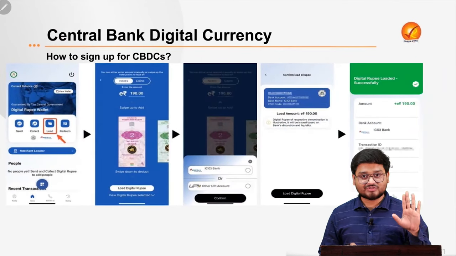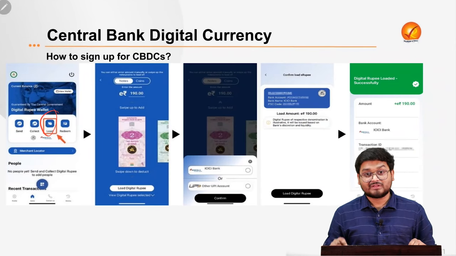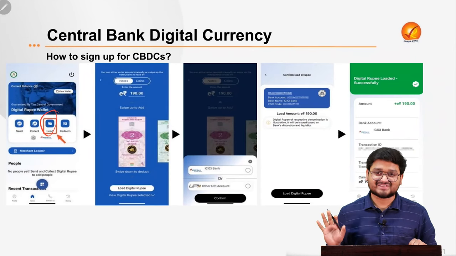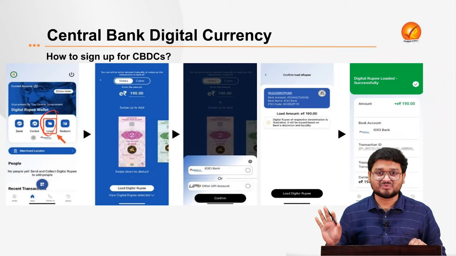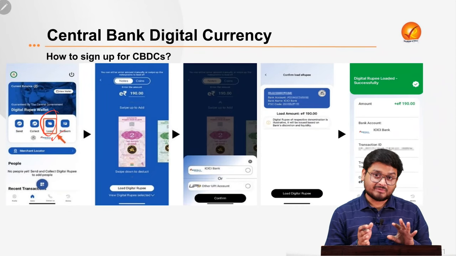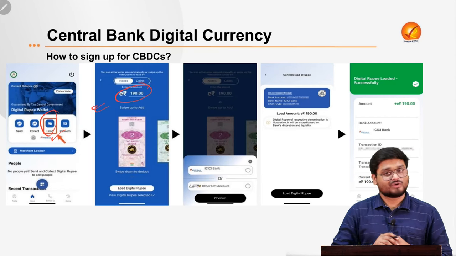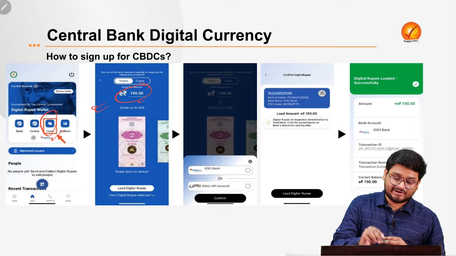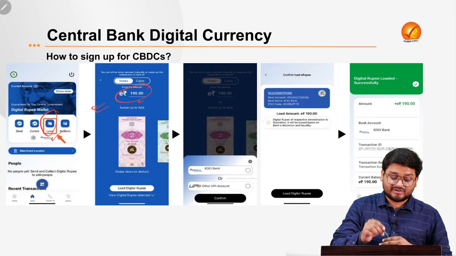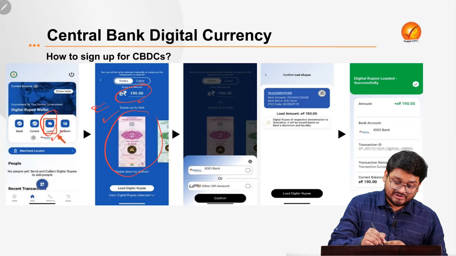Now, after you have access to your CBDC account, suppose you want to add money to your wallet. How to do that? See, UPSC can ask these very basic questions, right? That is why I'm explaining all these things. When you want to load some money into your CBDC account, you can add any amount that you want. Suppose you want to add 190 rupees here. Now, look at here. This 190 rupees will be added in terms of digital notes.